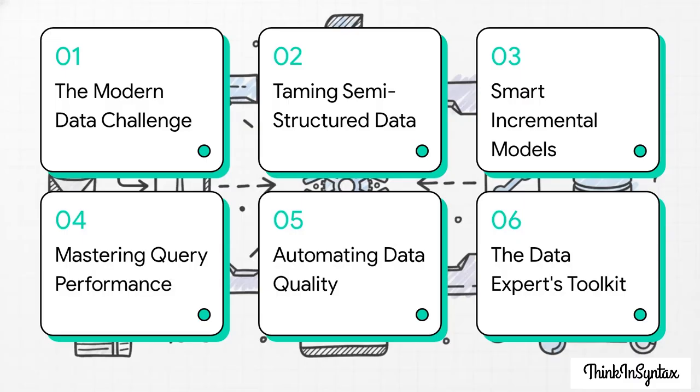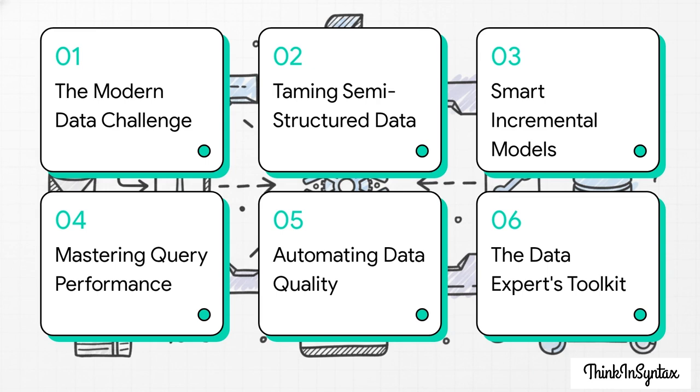All right, so here's our game plan. We're going to start by setting the stage with the modern data challenge. Then we'll walk through the key patterns step by step. How to tame that messy JSON data, build incredibly smart incremental models, master your query performance, and lock down your data quality with automation. And at the end, we'll wrap it all up into the Data Experts Toolkit you can start using right away.